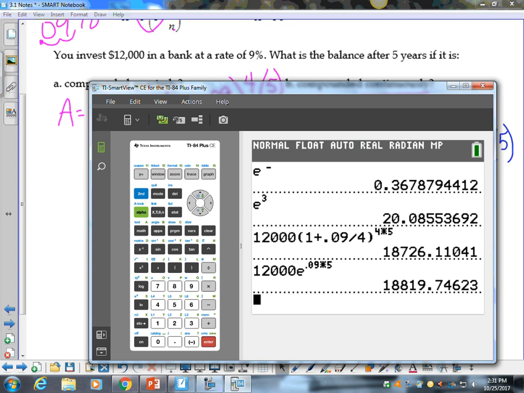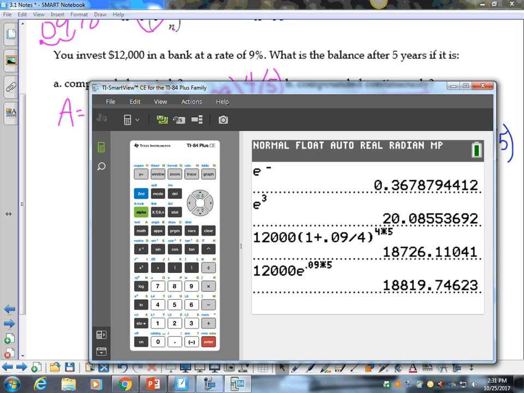Look at all that extra money we got from compounding continuously. Isn't that kind of anticlimactic? Yeah. Over the course of 5 years, at a really good interest rate, too. How much money are we talking? $18,819.75. Absolutely, get that extra penny. Okay, is this sort of like a letdown? Don't you think that's a letdown?